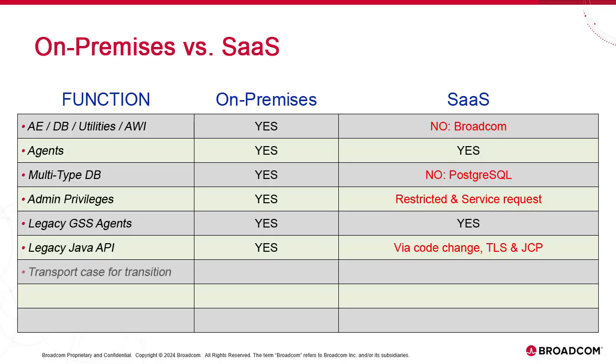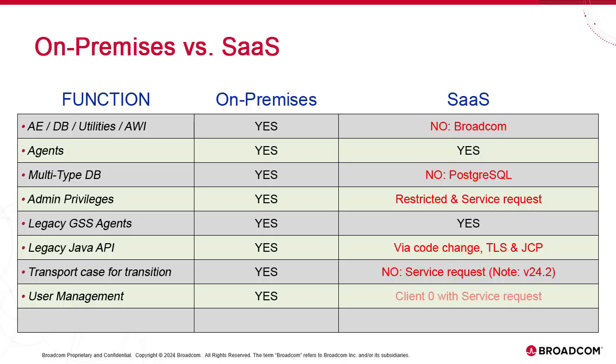The use of the transport case to move configurations across clients is there on premises, but requires a service request in SaaS. We can report that this will change with version 24.2. You will be able to upload files via both REST and AWI in the next minor release. Client 0 user management is of course possible on premises, but changes are not possible in SaaS. They must be made by way of a service request to Broadcom support.